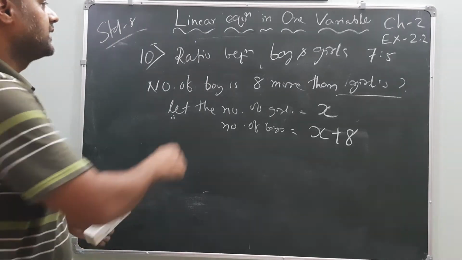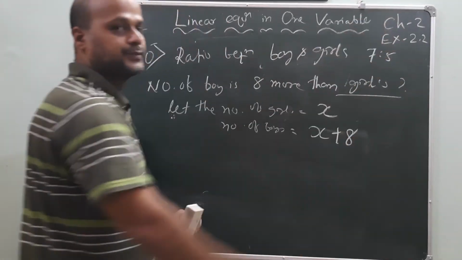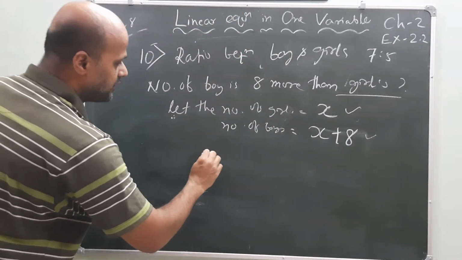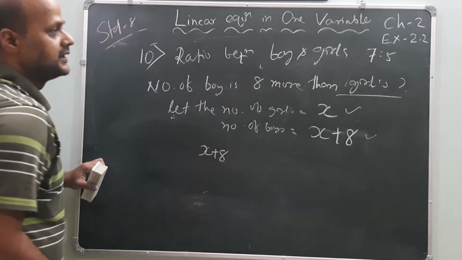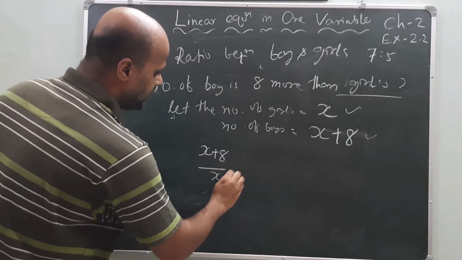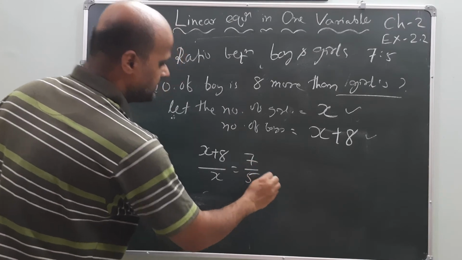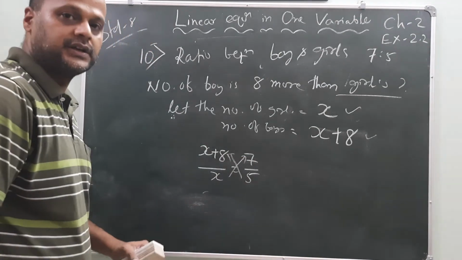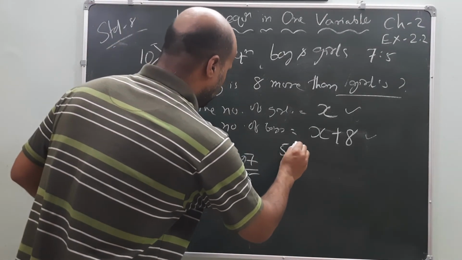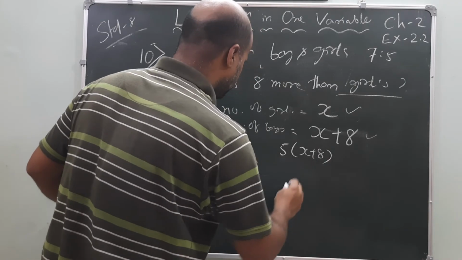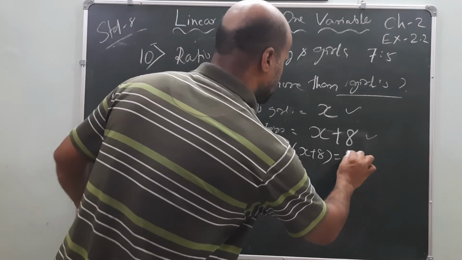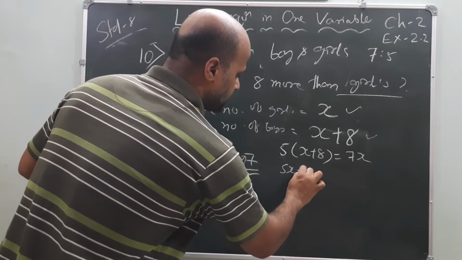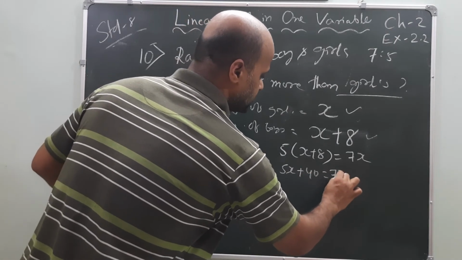Now it is saying the ratio between the boys and girls is this much. Boys is x plus 8, girls is x, so the ratio x plus 8 over x is equal to 7/5. What you have to do here? You have to do the cross multiplication. 5 into (x plus 8) is equal to 7x. Understood? Then multiply it: 5x plus 40 is equal to 7x.